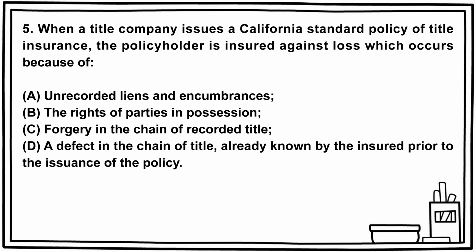5. When a title company issues a California standard policy of title insurance, the policyholder is insured against loss which occurs because of: A. Unrecorded liens and encumbrances. B. The rights of parties in possession. C. Forgery in the chain of recorded title. D. A defect in the chain of title, already known by the insured prior to the issuance of the policy.